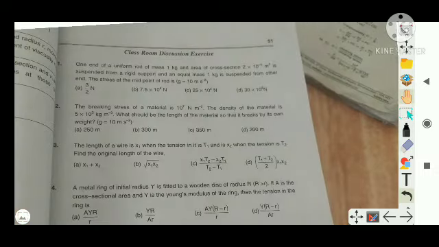So before going to the solid section, let's do some numerical problems. Let's move on to the first numerical section. One end of the uniform rod of mass 1 kilogram and area of cross section 2 into 10 to the power minus 4 meters squared is suspended from a rigid support, and an equal mass of 1 kilogram is suspended from the other end. The stress at the midpoint of the rod.